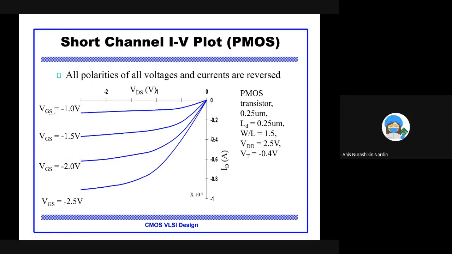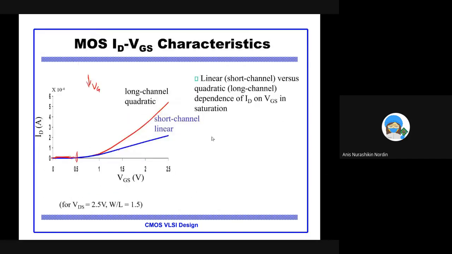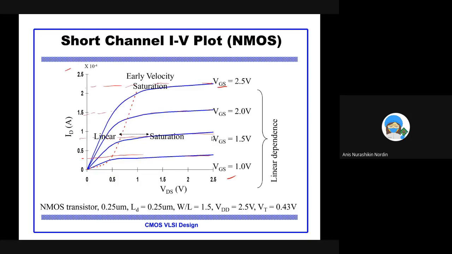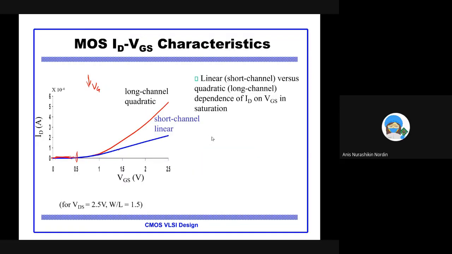Back some more. Yeah, so this is ID versus VDS. And the next graph is ID versus VGS. This is ID versus VGS. So you have to remember, this is the gate. Like Dr. Arfan mentioned, this is the gate voltage.